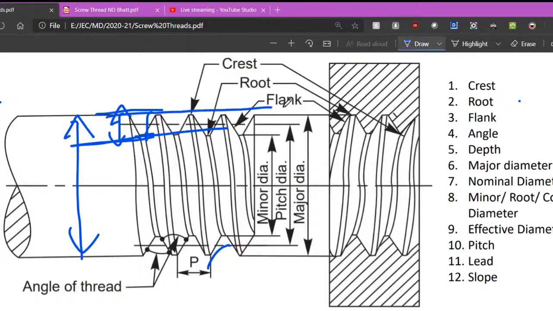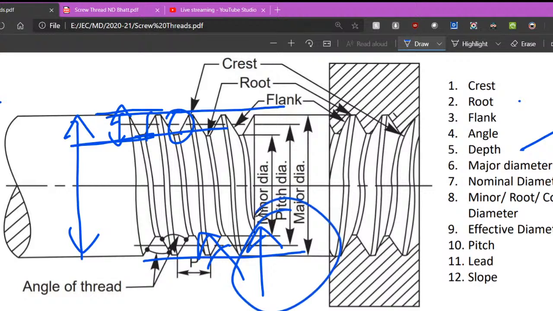So you measure it from crest to root diameter. Okay, so it is your depth of the thread. It is measured normally along this, not diagonally. We don't measure diagonally, we measure normal to the axis of the thread. And next, after depth, is the measure diameter.